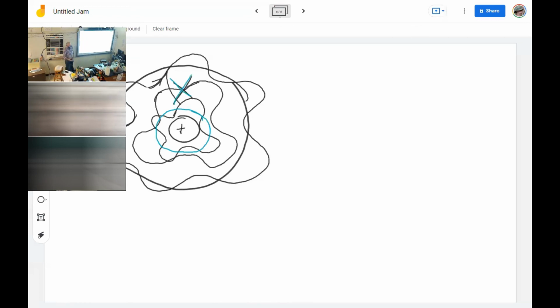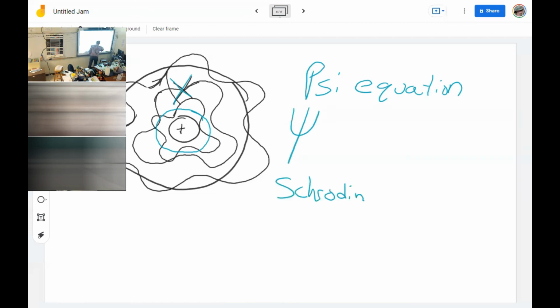And so Schrodinger came up with this equation called the Psi equation. If you know Greek, the symbol for psi is this. It's called Schrodinger's equation. Obviously, Schrodinger came up with it. If you reported on Schrodinger, you might have heard me give you a hint. I might have said it.